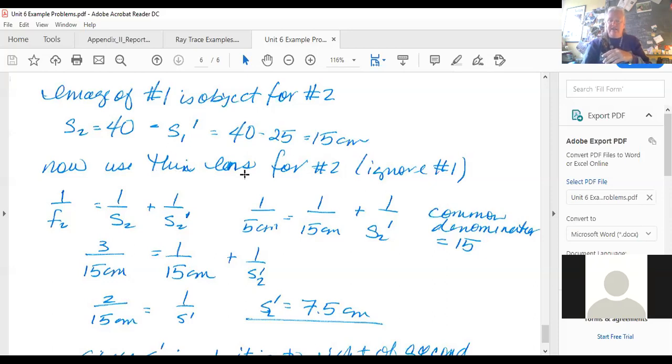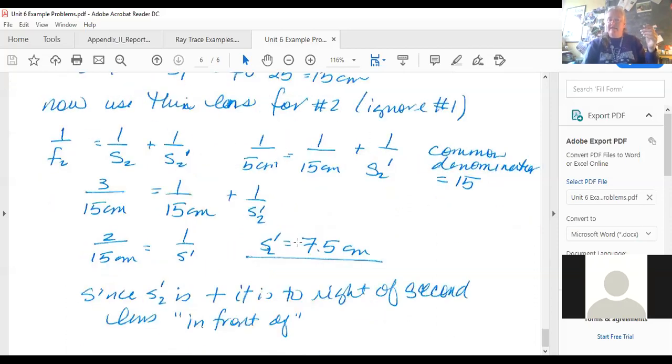So now I'm going to use the thin lens equation for number 2, ignoring 1. 1 over the focal length, which they gave me as 5, equals 1 over the object distance for 2, which is this 15 I just found, plus 1 over s prime for 2. Got a common denominator, did my math. S2 prime is 7.5 centimeters, which is a positive number, which tells me it's a real image. Since s2 prime is positive, it is to the right, or in front of, the second lens. So you're doing two problems: problem number 1 for the first lens, then finding the new distance, problem number 2. Okay? All right.